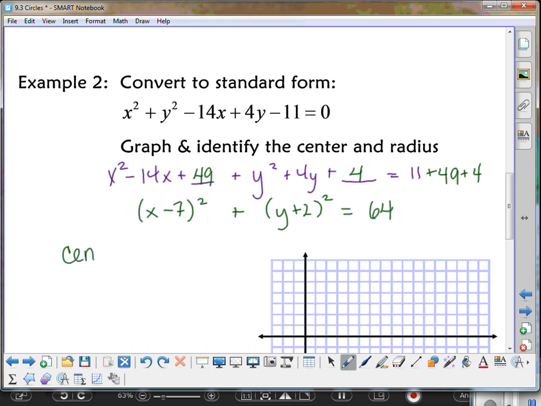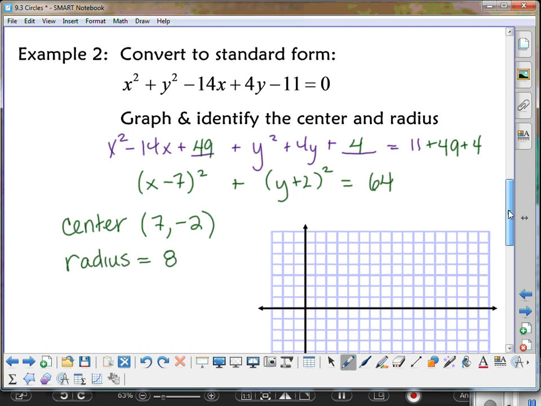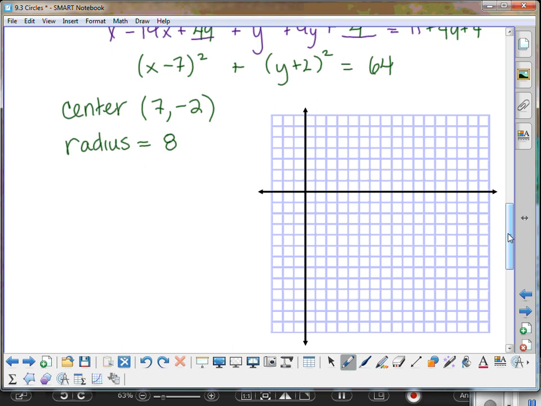So my center, it's no longer at 0, 0. Now it's at? 7, negative 2. Exactly, 7, negative 2. And the radius is equal to? 8. 8, correct. So I just go to 7, negative 2. 1, 2, 3, 4, 5, 6, 7, 2. And I count out 8 in each direction, and draw a circle as best I can.